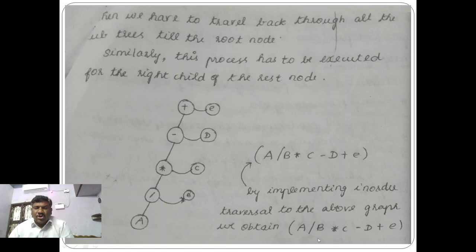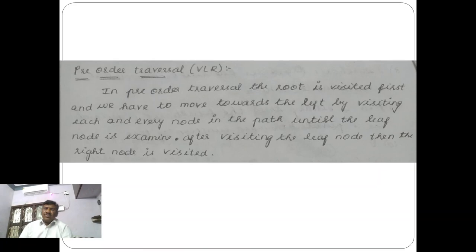Now we are going for a pre-order traversal. So how to go with a pre-order traversal? Pre-order traversal in the sense, the root node is visited first. Here they are not saying us to move towards the left or something. They are saying us to visit the root node.